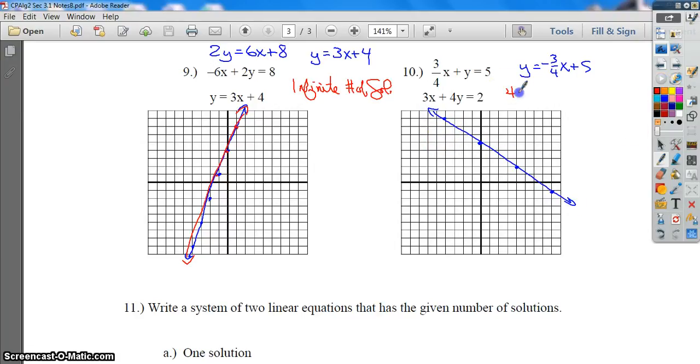Here we go. 4y equals negative 3x plus 2. And we'll put that over 4. So y equals negative 3/4 x plus a half. So if you started at a half, I'm going to go over 1, 2, 3, 4, down 3, 1, 2, 3, 4, 1, 2, 3. Okay, so these share the same slope, negative 3/4, they never intersect, so no solution.